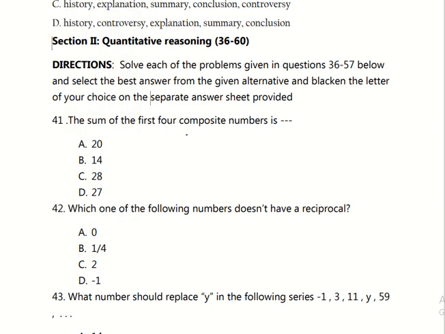Okay, the first one, the sum of four composite numbers. The first four composite numbers are 4, then 6, 8 and 9. When we start counting from 1, 2 and 3 are prime, then what comes? 4 is the first composite, 5 is again prime, and then 6 comes. So when you add them, the number will be 27, so the answer should be D.